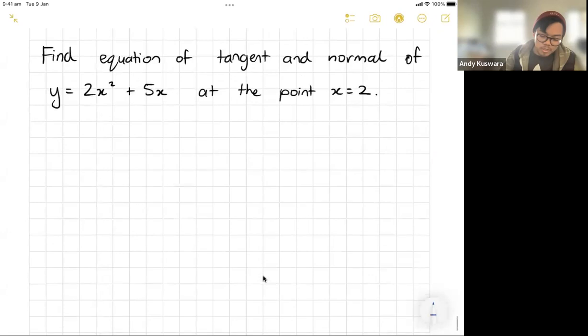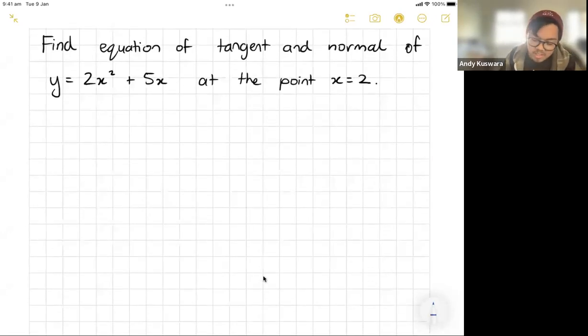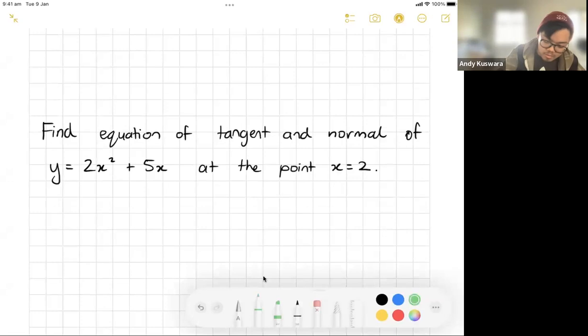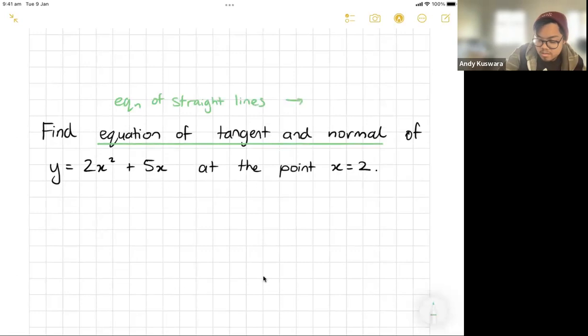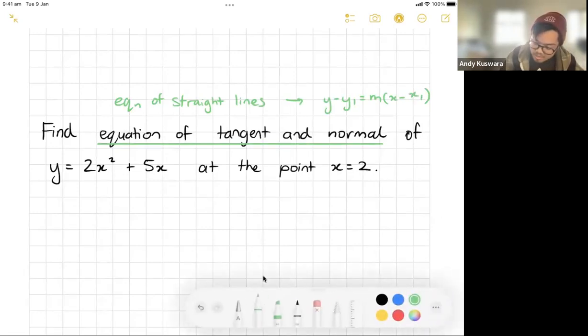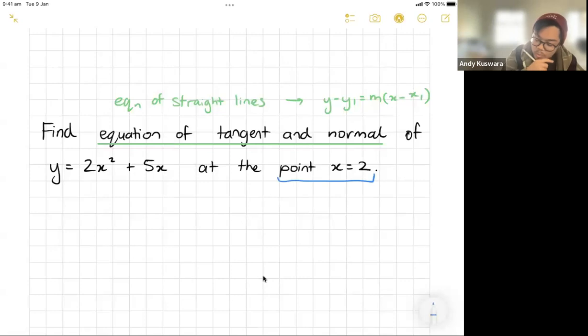I'm pretty sure I've got one question. Find the equation of the tangent and normal of this equation at the point x equals 2. Okay, let's break it down. Every word matters. Equation of tangent and normal. This is equation of straight lines. We need to be using y minus y1 equals m bracket x minus x1, which means I need a point. Okay, so far I've got half a point.